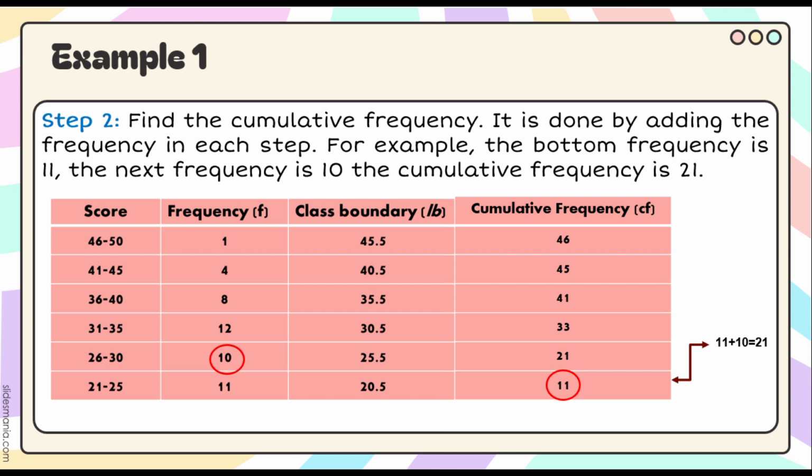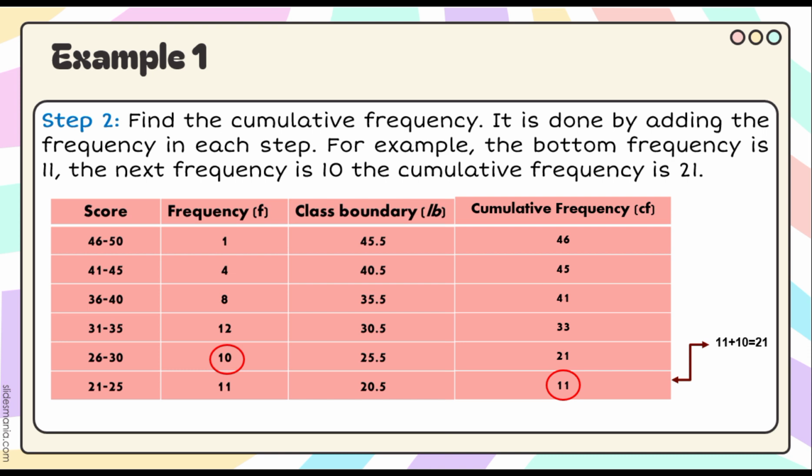Again, to solve for the cumulative frequency, I have already discussed this in our previous lesson, right? So we first copy the number at the bottom of our frequency, which is 11. There we have 11 at the bottom of our cumulative frequency. So 11 plus 10. Where is 10? It is in the second row from the bottom of the frequency in our table. So 11 plus 10, we have 21.